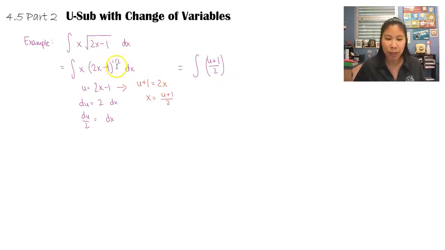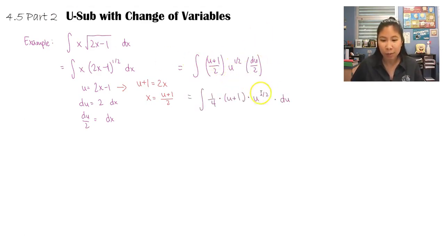And then the 2x minus 1 raised to the 1/2 power, well, I said 2x minus 1 was just u, so this is really just u to the 1/2 power. And then we said dx was really du over 2. So now I have my original equation all written out in terms of u. So I can integrate this now by simplifying it down, multiplying stuff out.